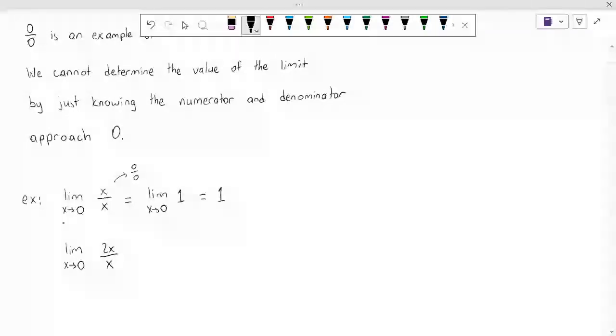Yeah? May I speak up? Yes. Simplifying this to 1, if you did it using L'Hopital's rule, you would get the same answer. Basically, that's correct. The derivative of x is 1. That's correct. Yes.